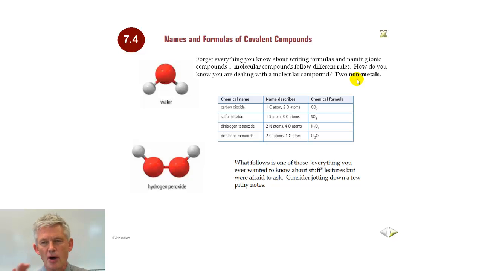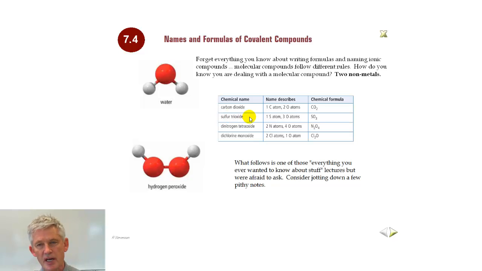Be careful, along the zigzag line you have these metalloids which sometimes behave like metals, sometimes behave like nonmetals, but generally in this course, if you've got two elements on the right hand side of that zigzag line, you're going to use the rules for covalent naming. You've all heard of carbon dioxide. The name itself tells you that you have one carbon atom to two oxygen atoms, and of course the formula with the subscripts shows you the same thing.